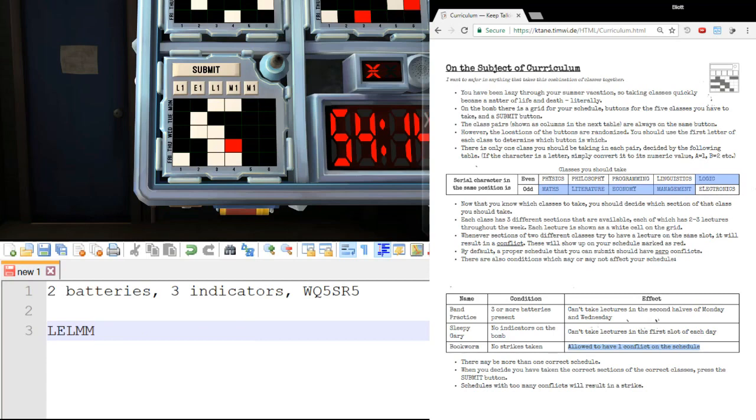Alright, notice this time I'm going to strike, so this is not going to cut it, because I have a conflict here. So I need to set up this schedule. I need to keep the L, E, L, M, M, but I need to change the sections to find a way to avoid a conflict.